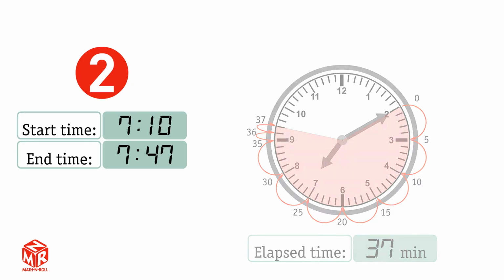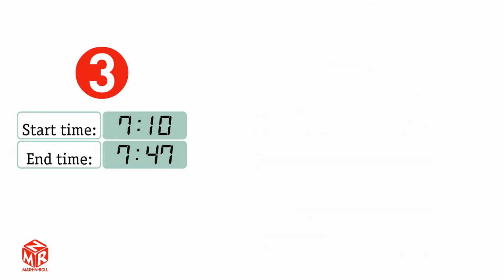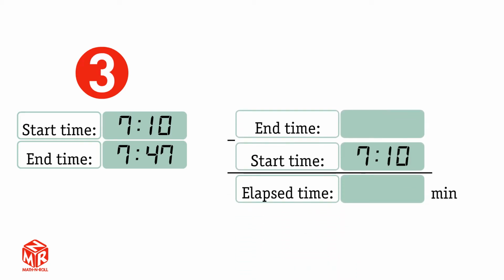Let's do the same example using the third strategy. This time we use subtraction. We subtract the start time from the end time. The hours are the same, so we subtract the minutes. 47 minus 10 equals 37. So the elapsed time is 37 minutes.